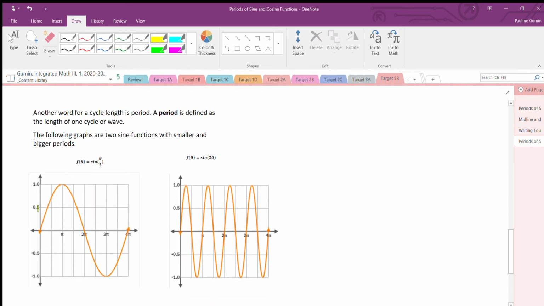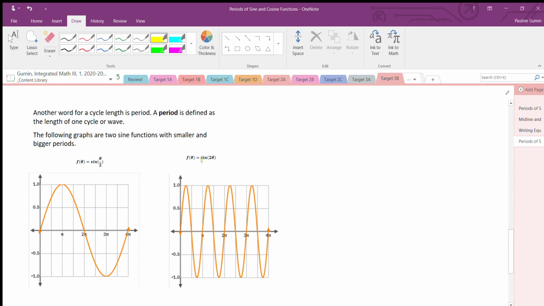So check these two out. In this equation, we have sine of theta over 2. This one looks like it's way wider. Yeah, it still starts at 0, just like the regular sine graph, but it goes all the way to 4 pi. Once it finishes, it's going up, going down, and then going back up again.